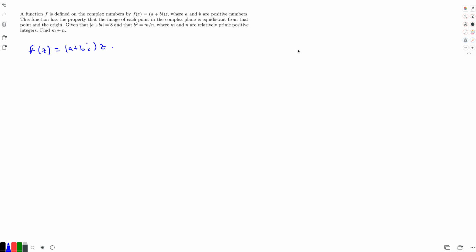So now let's get a geometric interpretation of what this function is actually doing. Let me just draw this Cartesian diagram over here. Given some point over here, this function will take us to some point over here, such that if we draw these distance lines, these lines will be equal. The function has the property that the image of each point in the complex plane is equidistant from that point and the origin. So the original point will be z, the function takes it to (a plus bi) z, and this is obviously just 0.